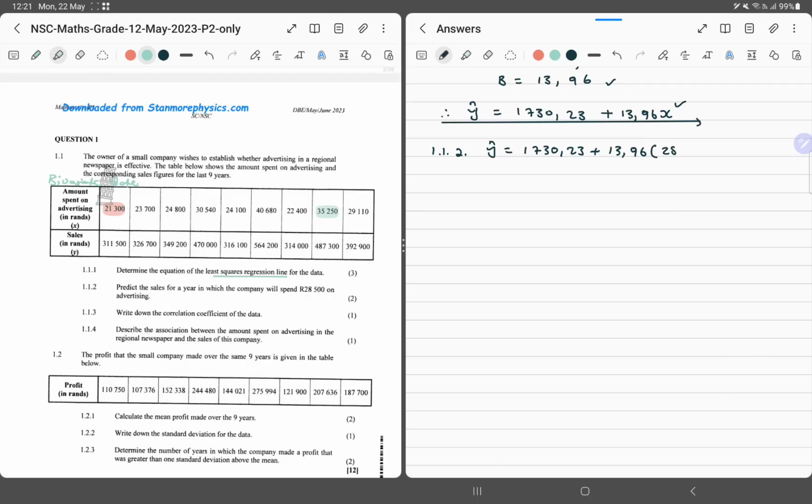Then we put our X value, which is 28,500. So that will be in rands, okay? So we've got 1730,23 plus 13,96 into 28,500. So here you just need to make sure everything is in order. So I'm getting 3,995.90.23 cents.